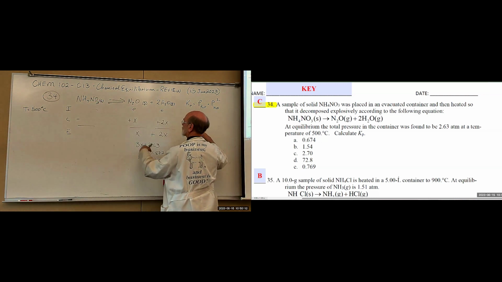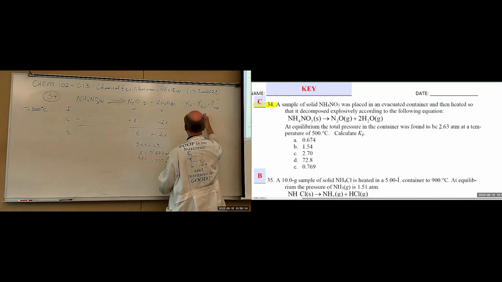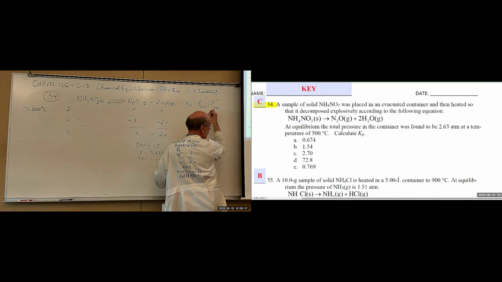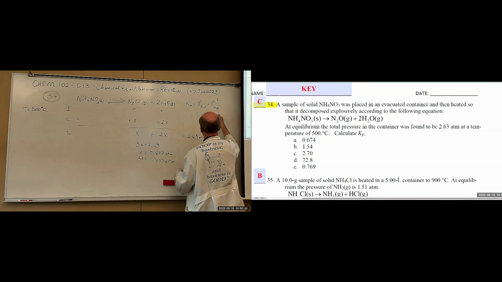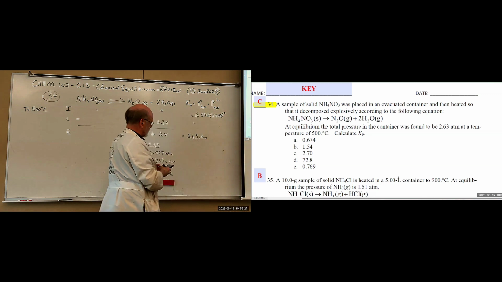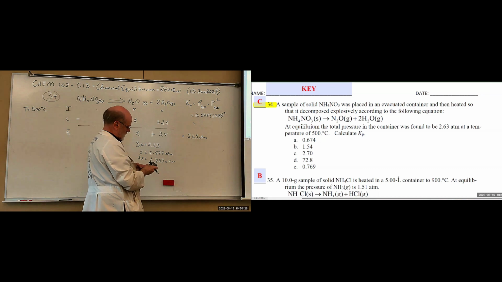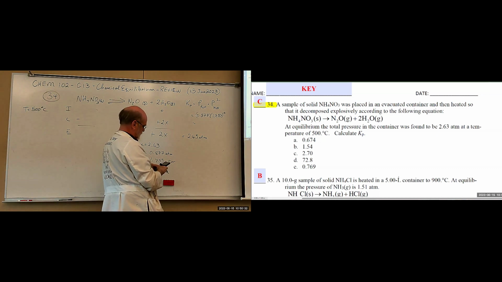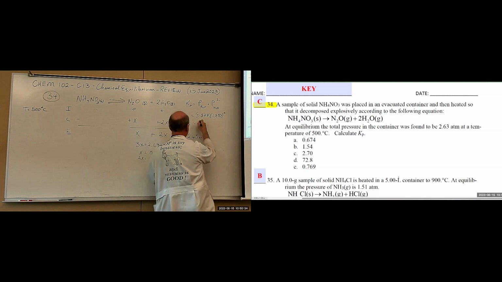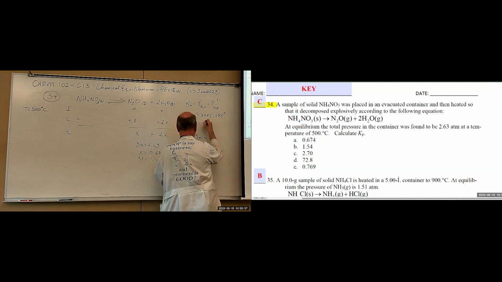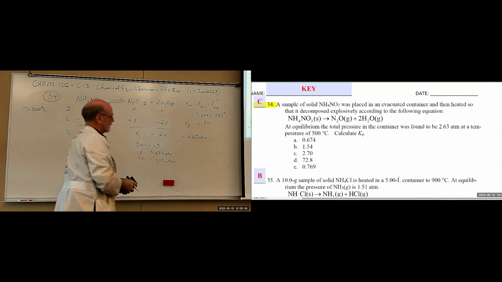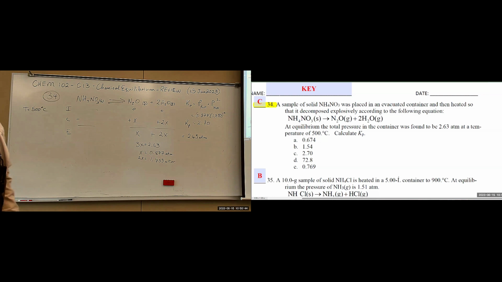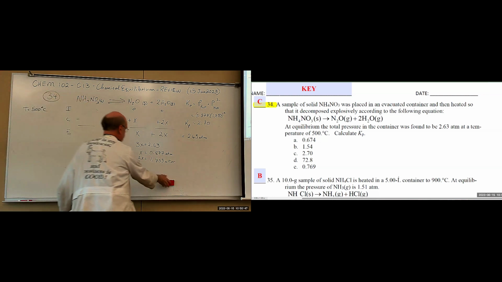Partial pressure of N2 is X atmospheres. Partial pressure of water is 1.753 squared. So I'm going to go ahead and square that one since it's already in here, and then I'm going to say 0.877 times that, and I get 2.70. Okay.